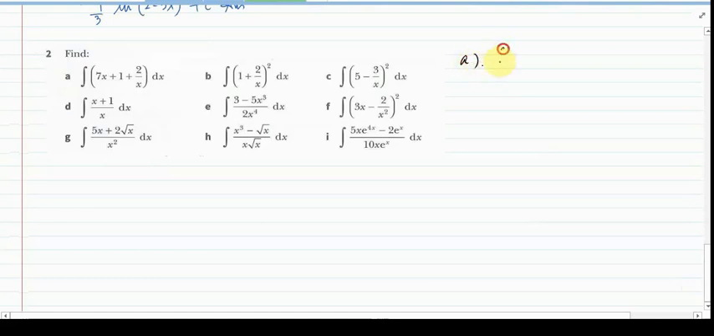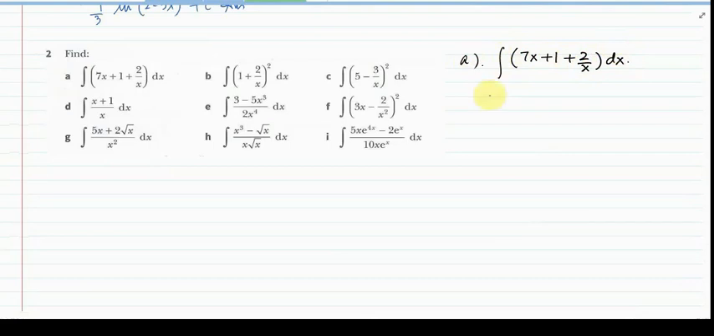Integral of 7x plus 1 plus 2 divided by x dx. Alright, so we need to integrate the following. So why don't we take the integration sign with all of them?